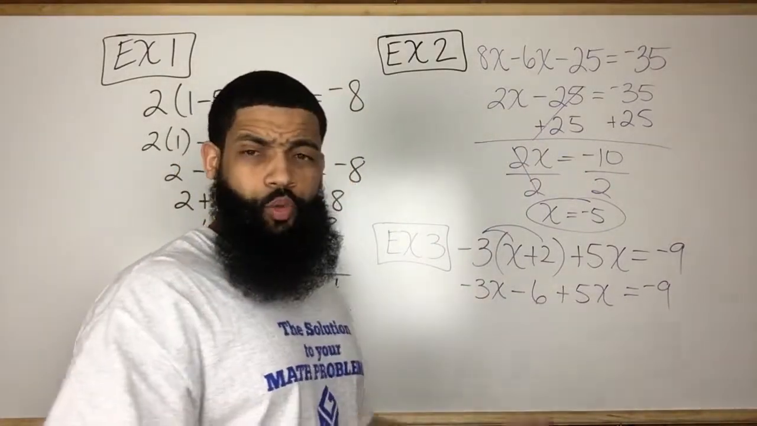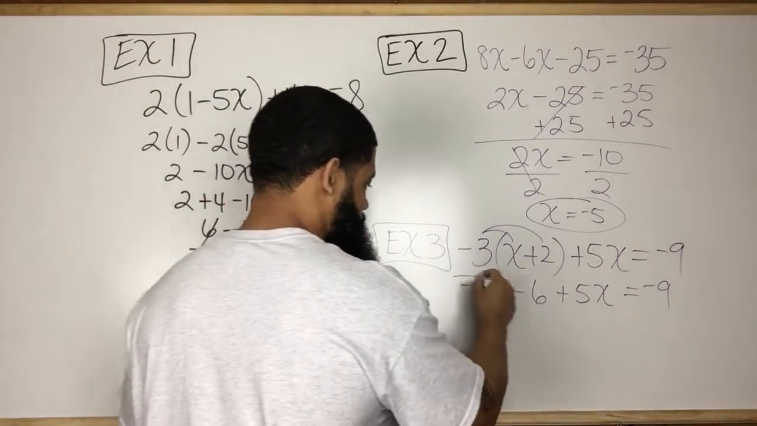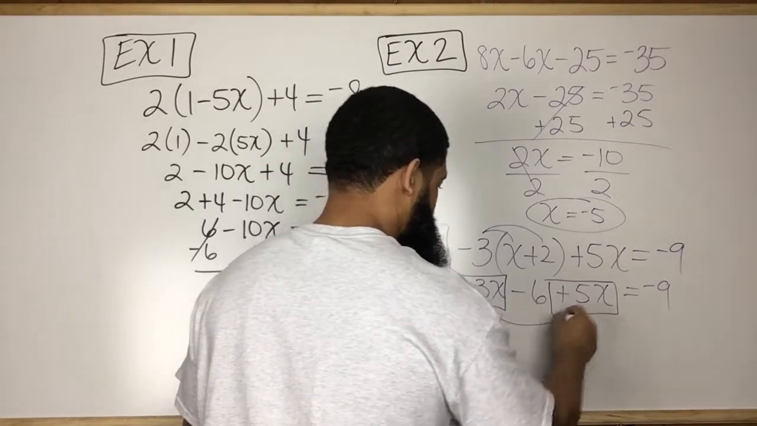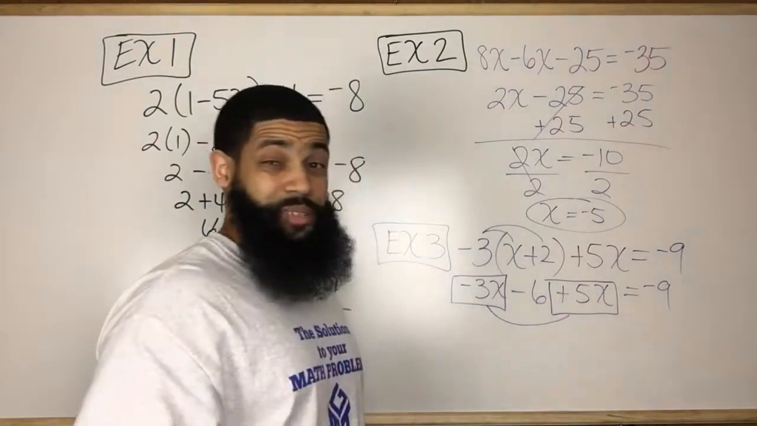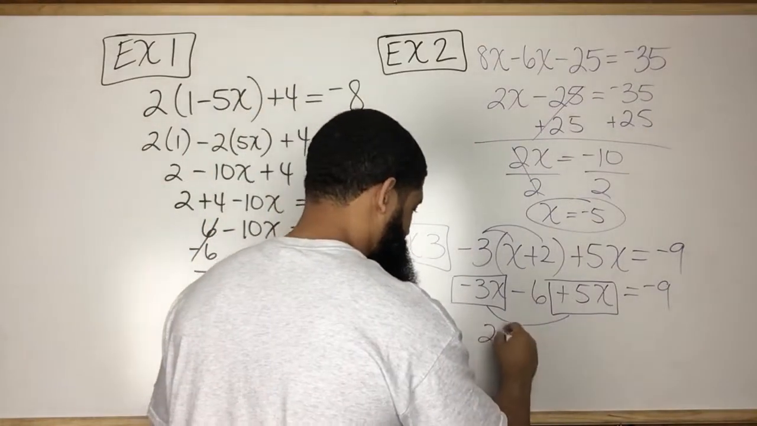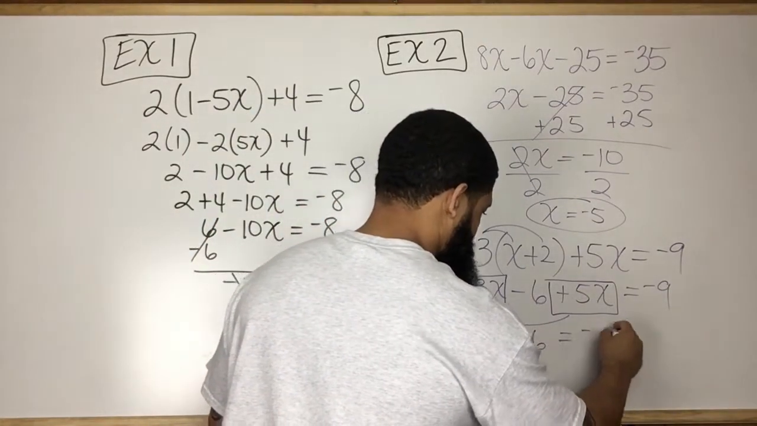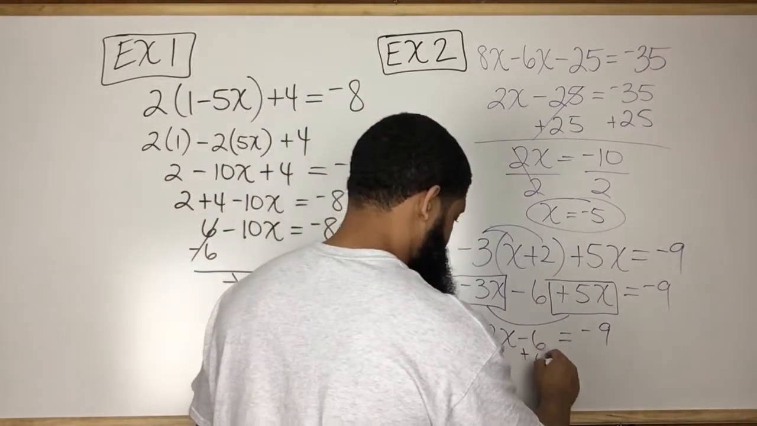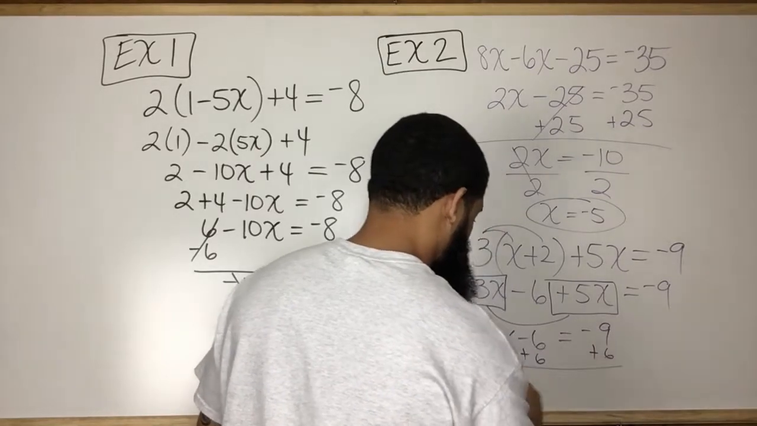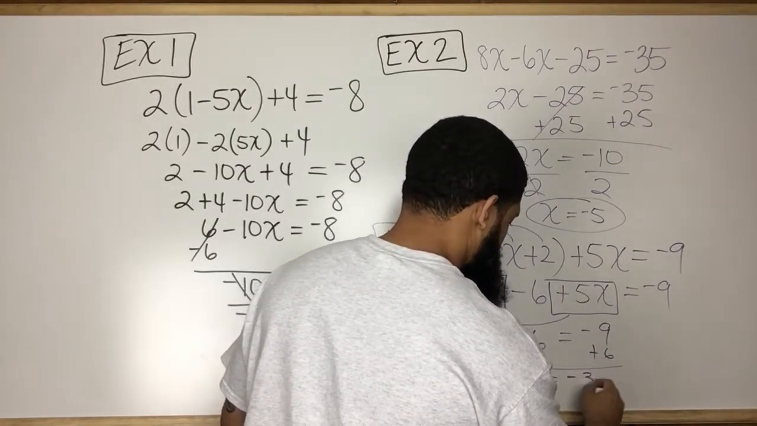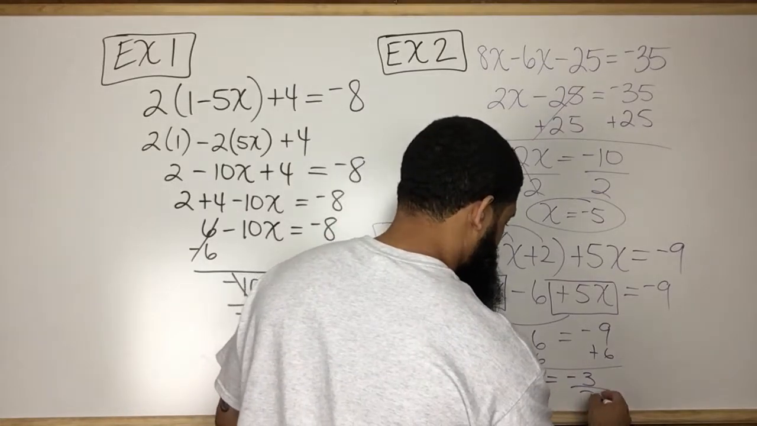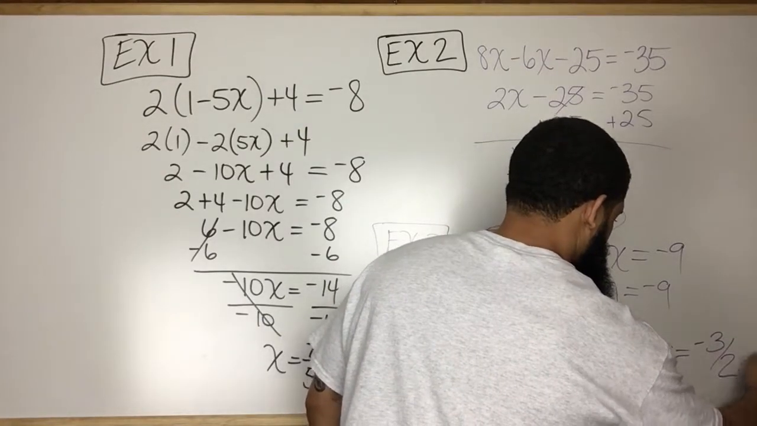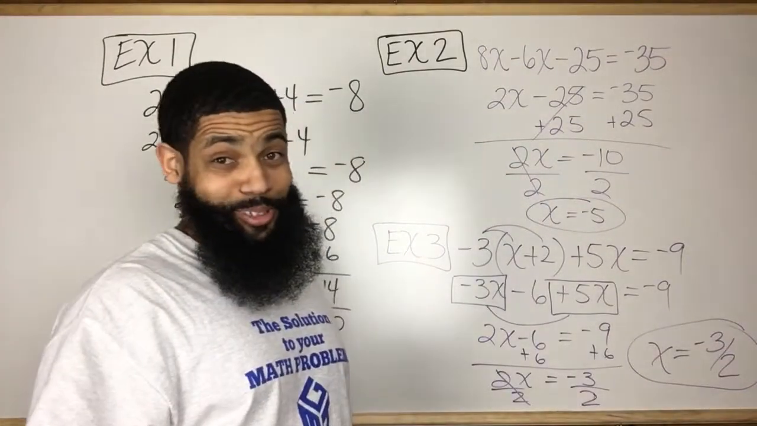Notice these are like terms, so we can reorder them. You don't have to, but I'm going to put a rectangle around them. All right, so we put those together. Negative 3x plus 5x is positive 2x. All right, so 2x minus 6 equals negative 9. We bring down that negative 9. Add 6 to both sides. 2x equals negative 3. Divide by 2, divide by 2, and x is equal to negative 3 over 2. Ran out of space right there. That was a close one.